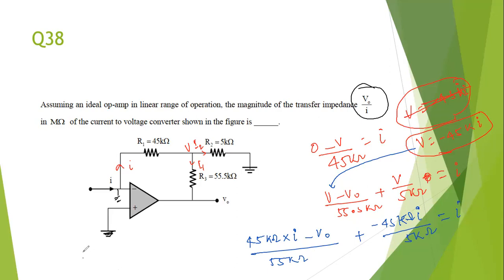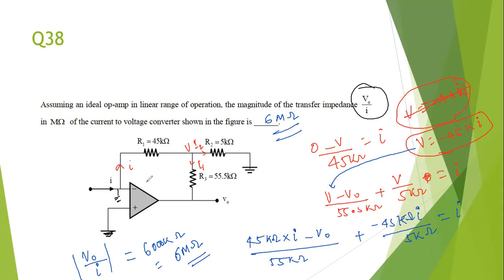So the V naught by I ratio, the mod value, is 6,000 kilo ohm. So the answer will be 6 mega ohm. After solving, you will get the answer 6 mega ohm. Is that clear?